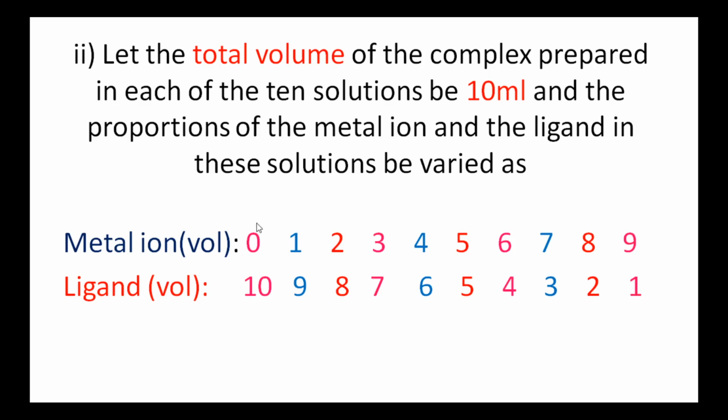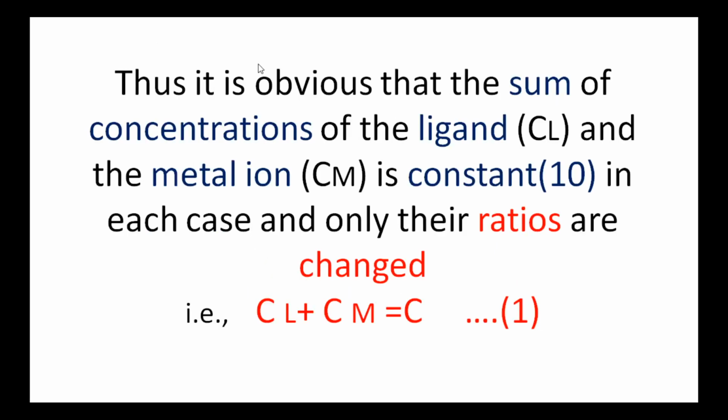That is, while going from first to 10th solution, metal ion concentration is gradually increased and ligand volume is gradually decreased, such that a series of 10 solutions having total 10 ml are prepared. Thus, it is obvious that the sum of concentration of the ligand, represented as Cl, and concentration of metal ion, represented as Cm, is constant, that is 10 ml in all the above 10 solutions. In each case, only their ratios are changed.